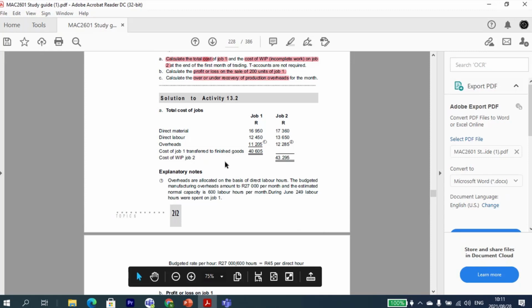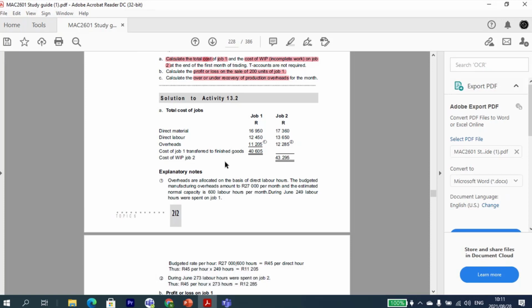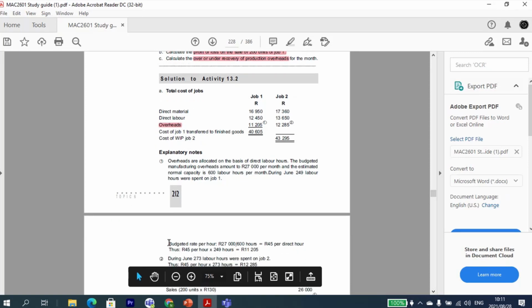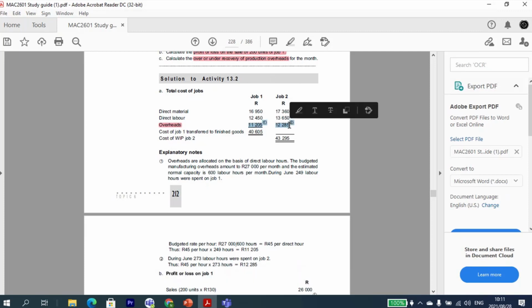So any question regarding A? Because you got all the answers correctly, and your thought process was correct to say that total cost involves your direct material, your direct labor, and your overheads. The only thing that was tricky here was that you need to determine what their overheads were, and to do that, you had to do the traditional method by getting your budgeted rate per hour, and then thereafter apply it to the specific hours of those jobs so that you can allocate it.